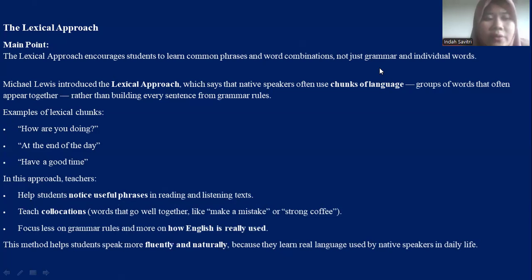For example, examples of lexical chunks: how are you doing? At the end of the day. Have a good time. In this approach, teachers help students notice useful phrases in reading and listening texts, teach collocations, words that go well together, like make a mistake or strong coffee, and focus less on grammar rules and more on how English is really used. This method helps students speak more fluently and naturally because they learn real language used by native speakers in daily life.